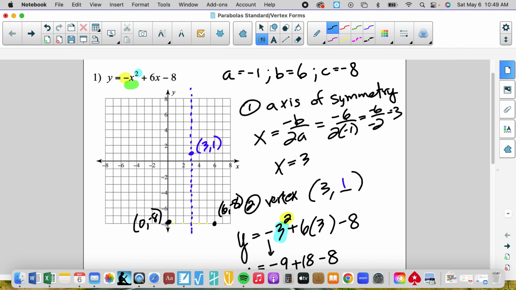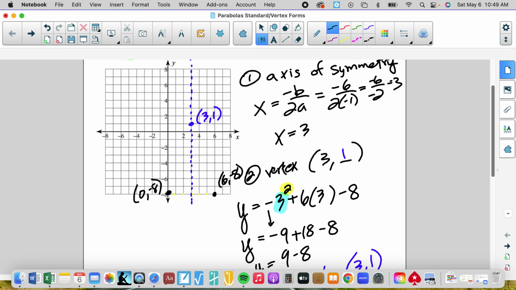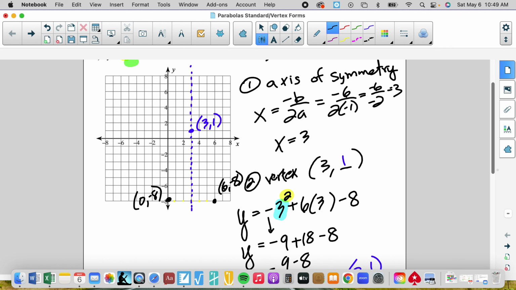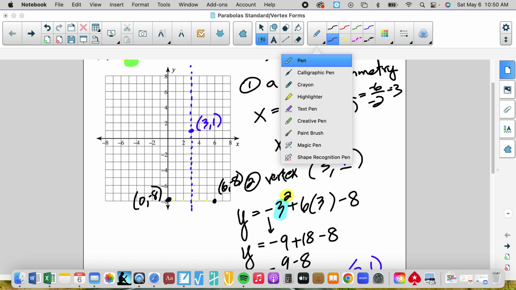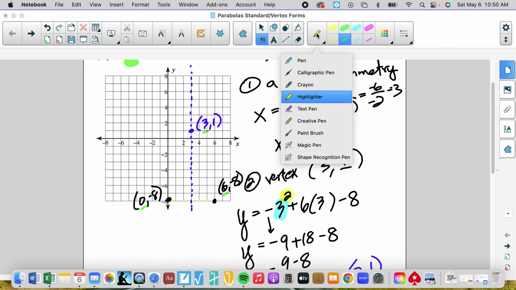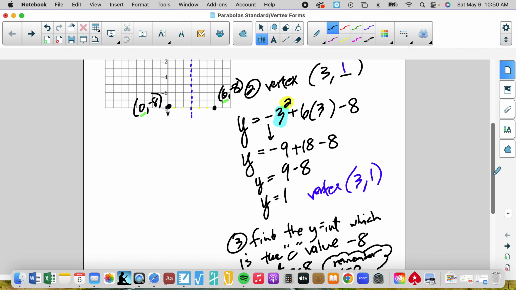So I have 2 points. Now I need a total of 5 points. So I don't have any more freebies. So I'm going to have to pick an x value. The x values that we've already used are 0, 3, and 6. So I'm not going to pick any of those. I could pick 1, 2, 4, 5, -1. But in this case, I'm going to pick 1 because 1's a pretty simple number.